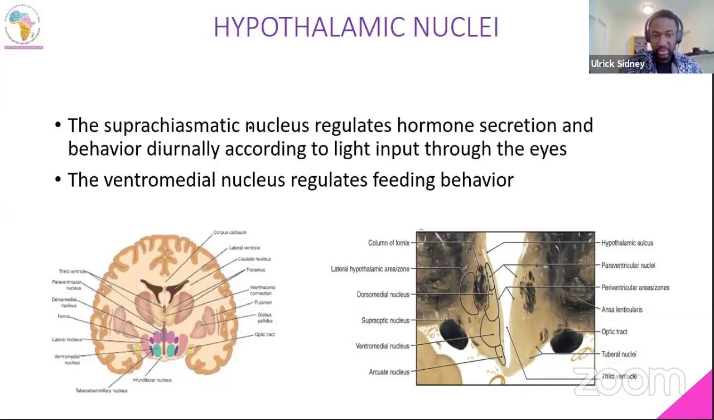So the suprachiasmatic nucleus, which is basically part of the medial and lateral, regulates hormone secretion. This is going to be very important because of the nycthemeral secretion of hormones. Important because take cortisol, for example. The secretion of cortisol during a 24-hour period is not the same. So early in the morning, you get high concentrations of cortisol. Late at night, you get low concentrations of cortisol.